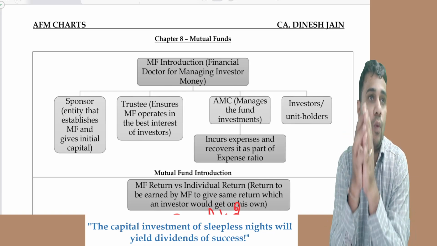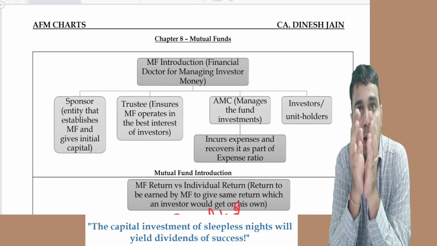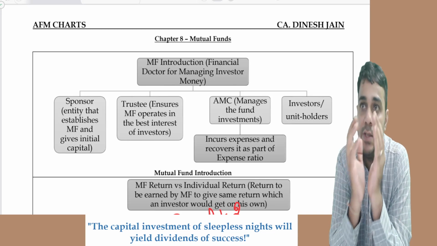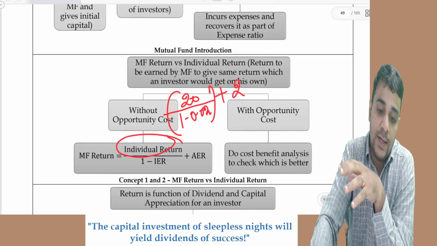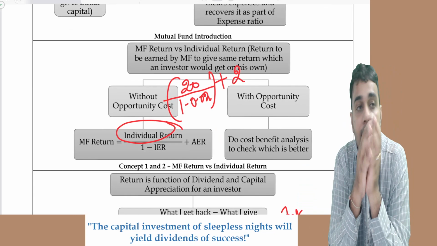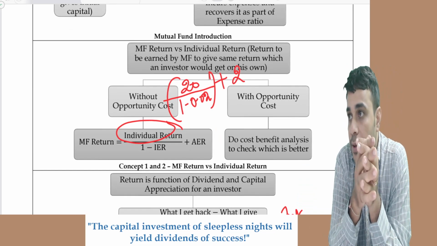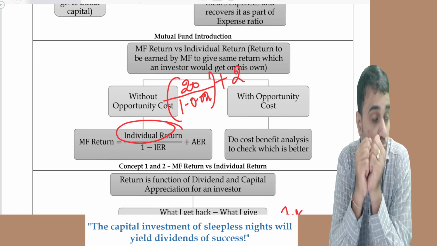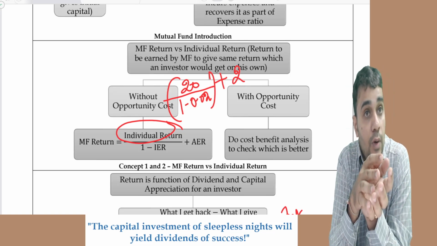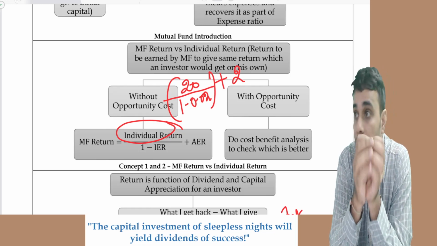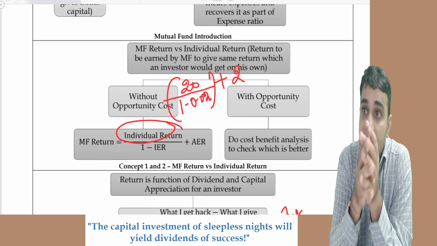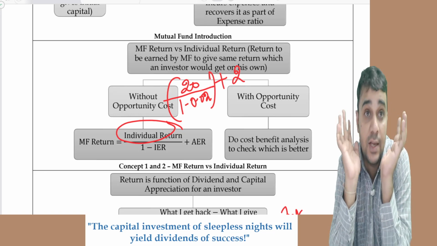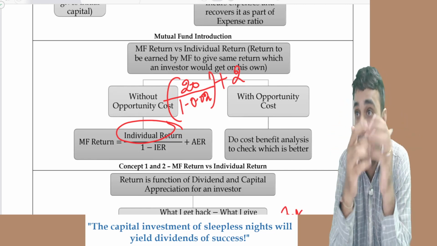We understood what an MF is. MF is basically a person who's taking money from all of you and investing on your behalf. First thing is MF return versus the individual return. MF has to earn more than the individual return. Why does it have to earn more? Because MF incurs expenses. What should it earn? MF return is equal to individual return divided by 1 minus initial expense ratio plus the annual expense ratio. Nothing for you to remember in the formula. You should not look at the screen also. In your mind, you should tell whatever I am trying to say.